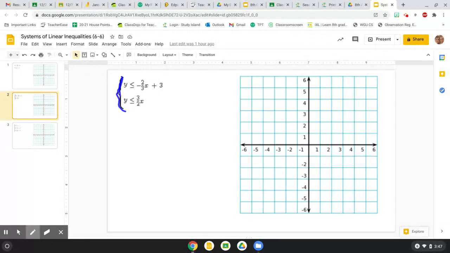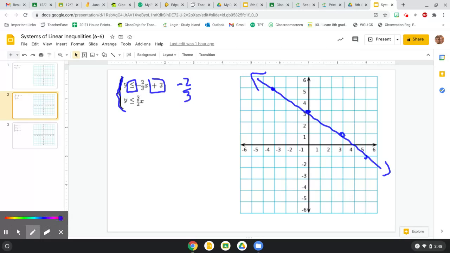Okay, starting by graphing, they're already in the y equals mx plus b format, so I can graph right off the bat without solving anything. I'm at a positive 3. My slope here is negative 2/3, so I'm going down 2 to the right 3, down 2 to the right 3. I can go from this point up 2 to the left 3. I need to look to see, it is less than or equal to, so since it has that equal to, it's going to be a solid line.